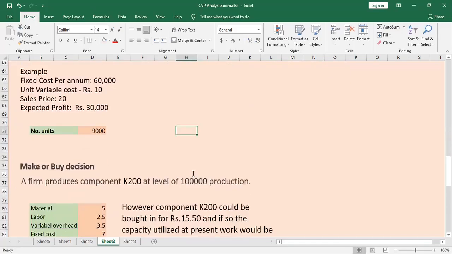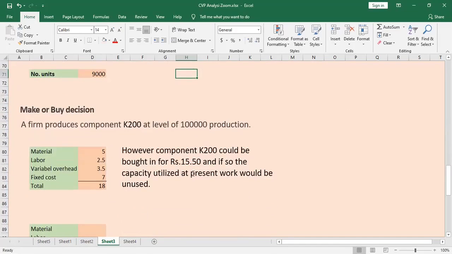Right, then we have another decision we can discuss, that is the make or buy decision. This is a decision where a company is making its own component within the company, but those components could be bought from the outside also.